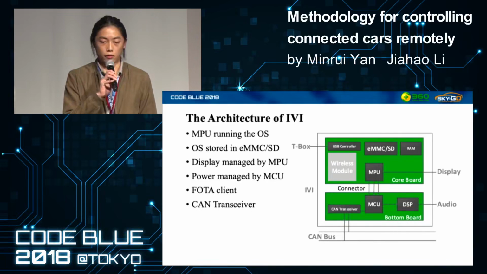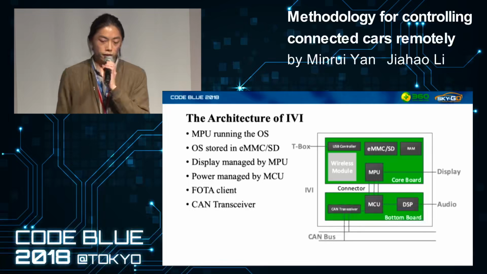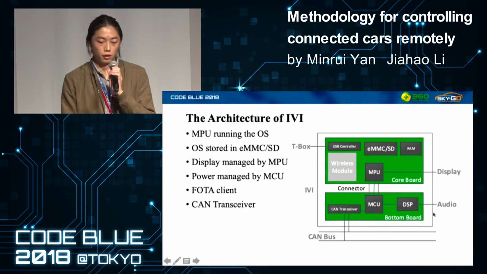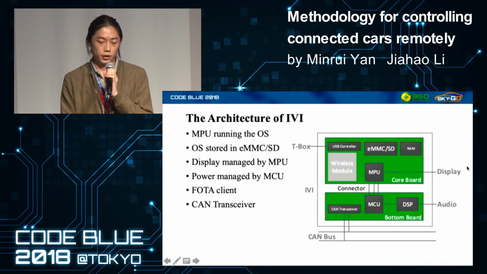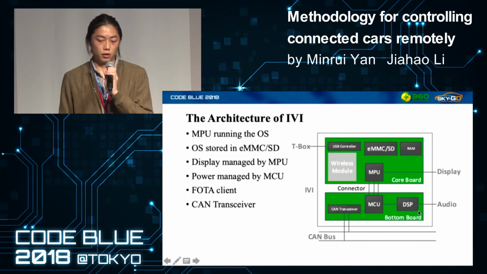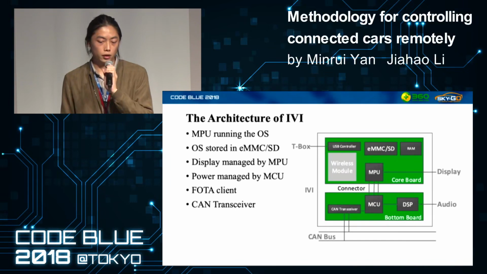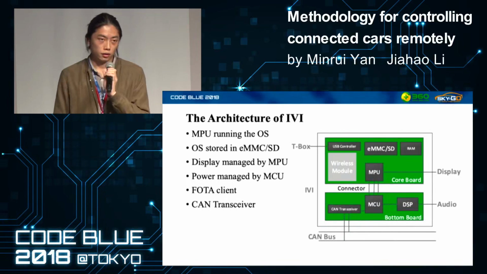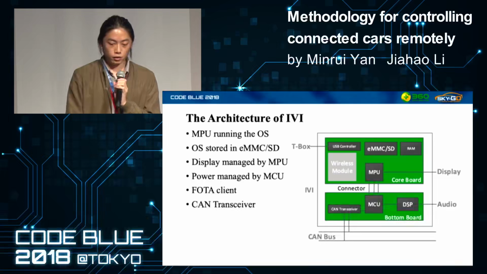This is the architecture of RVI. The inside of RVI is divided into two parts. The operating system runs on the MCU of the core board. This is the core board. And the eMMC usually contains the operating system. The display is managed by the MPU, and the power is managed by the MCU on the button board. And the MPU connects to the MCU, usually with a PCB connector. It is composed of some interfaces, such as UART, SDIO, I2C, and so on. The MCU sends CAN messages also by a CAN transceiver. This is a transceiver.